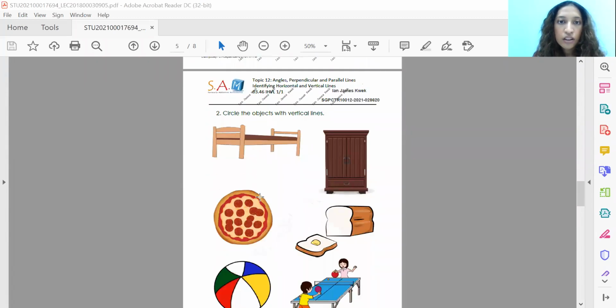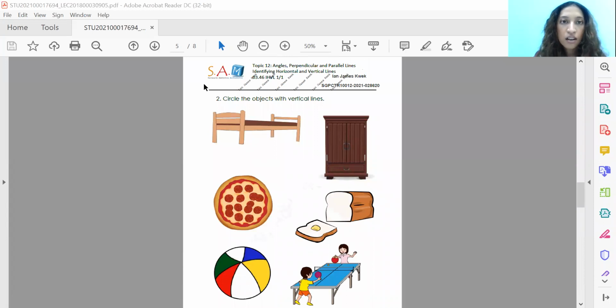Now let's circle the objects with vertical lines. Let's look at this bed over here. Are there any vertical lines? Yes, there are. What about this over here? A couple of them, right? And then what about this pizza over here? I don't see any vertical lines. No vertical lines. And what about this bread, the loaf? There's a horizontal line, but no vertical lines.